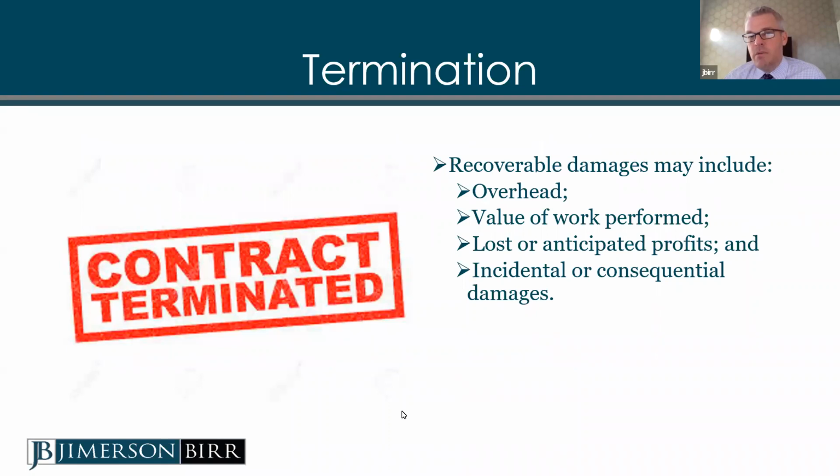The types of damages that are recoverable in termination should, to some extent, be spelled out in your agreement. Some of those things are overhead, value of the work that you performed, lost or anticipated profits, and incidental or consequential damages. Most good contracts will speak to the monies that you can be paid if there is a termination for convenience, as well as a termination for cause. A lot of contracts will have some sort of mutual waiver of consequential damages. So just be familiar with those types of damages that you can recover or that may be assessed against you for a termination.